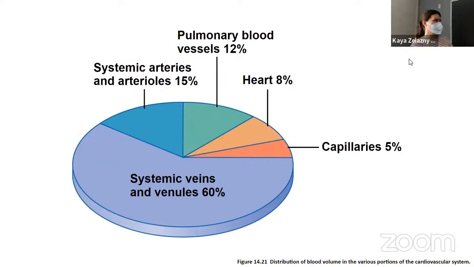So here's a breakdown of where most of your blood volume is. You can see that those systemic veins and venules, adding them in there, take up a ton of your blood, 60%. Systemic arteries and arterioles only have about 15%. In your lungs, you have about 12%, those pulmonary blood vessels. The heart at any given time has 8%, capillaries 5%. So veins are really important in that they can hold this volume, and it's going to be important to our blood pressure as we get into that on Wednesday.